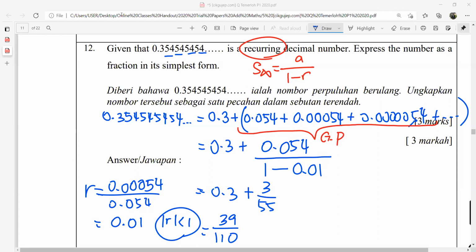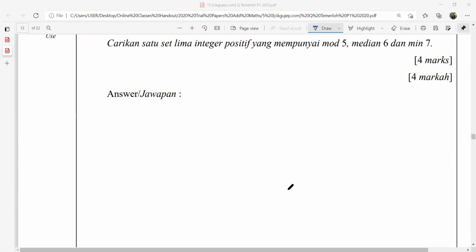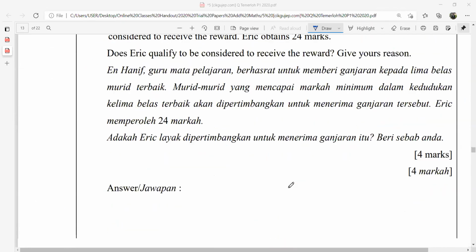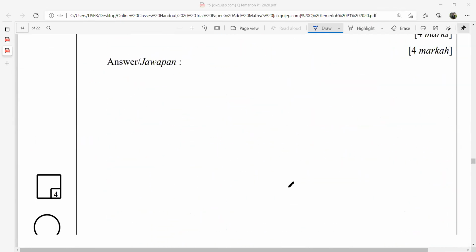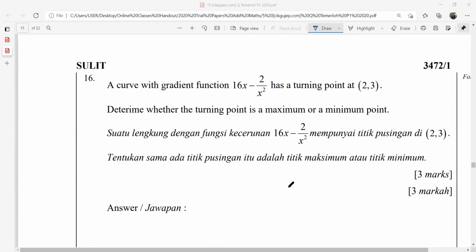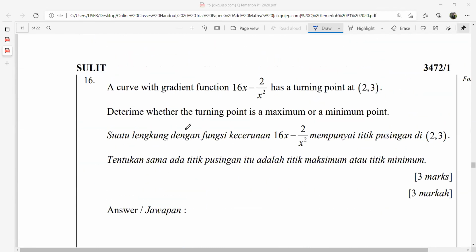Okay, no question? Okay, one more question I choose. Which one? Oh, this one. You forgot differentiation, right?